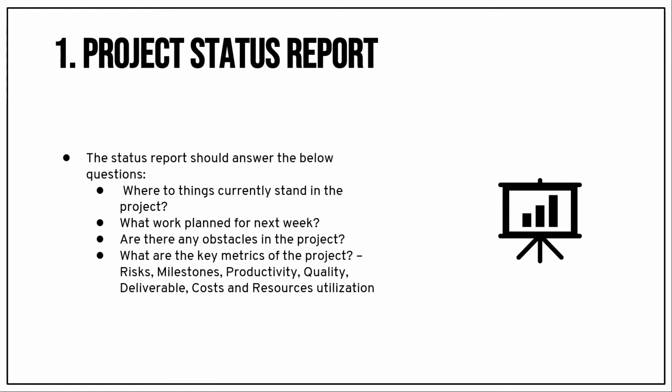And what are the key metrics of the project? For example, risk, milestone, productivity, quality, deliverable, cost, and resource utilization. Based on my experience, we will have red, green, amber icons in the top corner of the project report. We categorize into three areas: the first is scope, the second is schedule, and the third is cost.